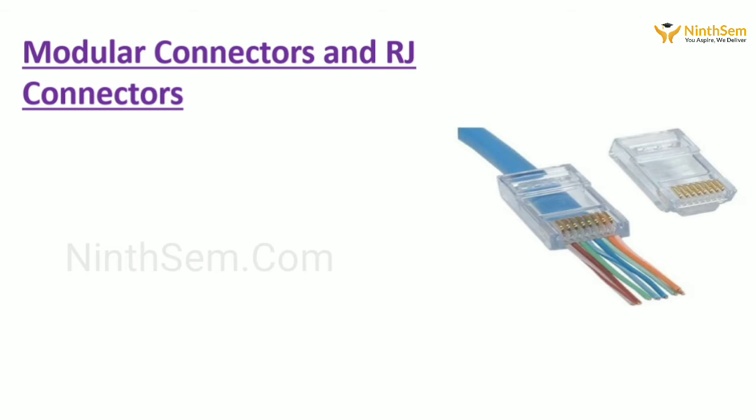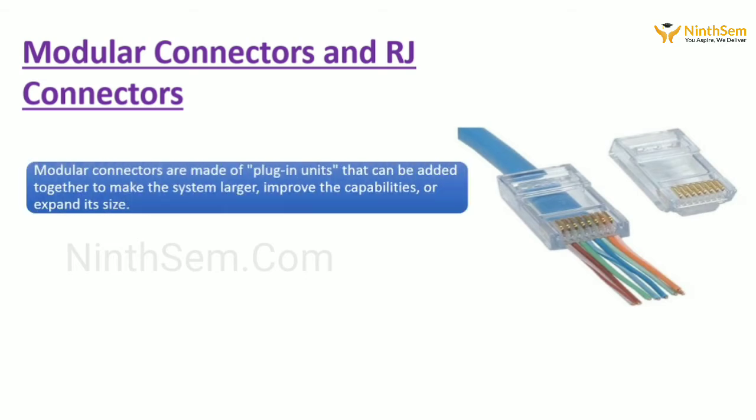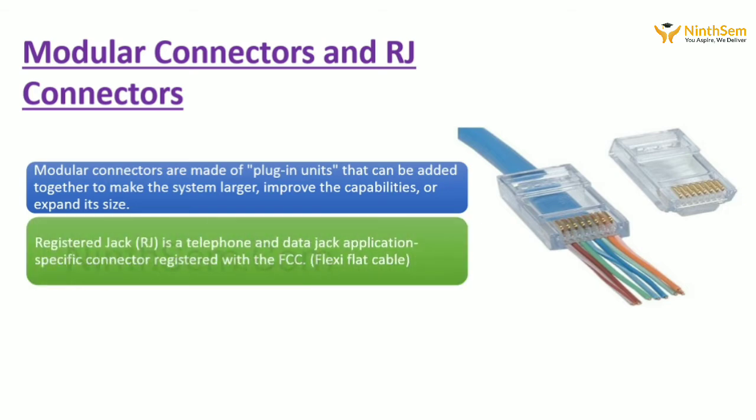Next is modular connectors and RJ connectors. Yes, these two are similar yet distinct styles of connectors. Modular connectors are basically made of plug-in units that can be added together to make the system larger and improve the capabilities or expand its size. On the other hand, registered jack, which we call RJ connectors, is a telephonic and data jack application specific connector registered with the FCC, which is Flexi Flat Cable.